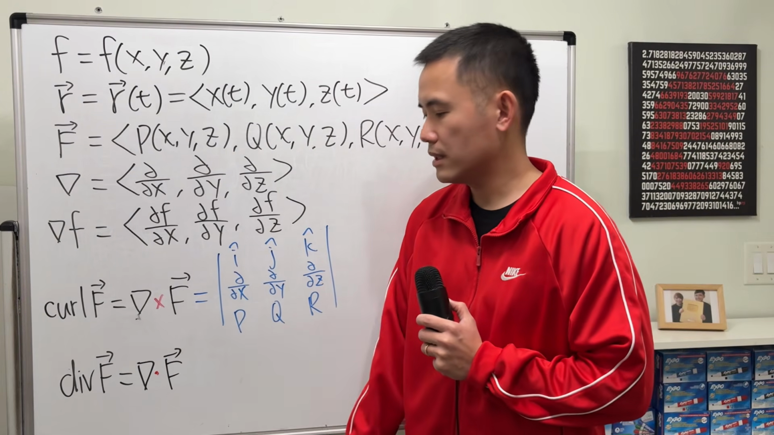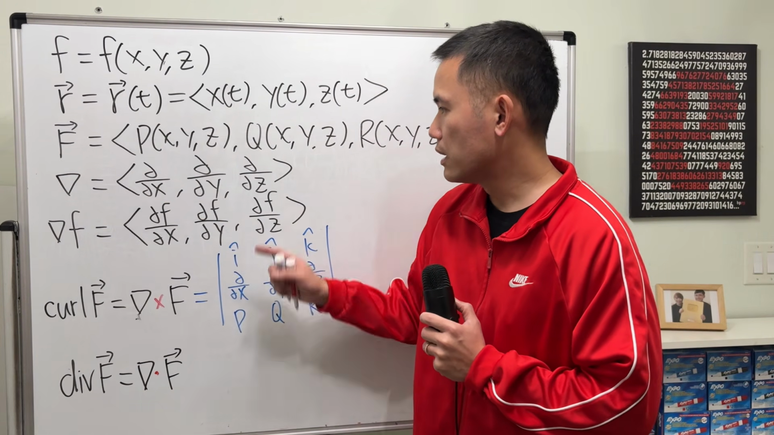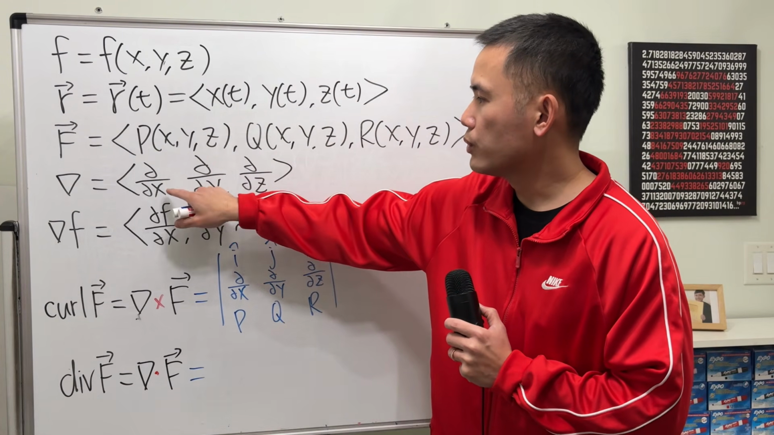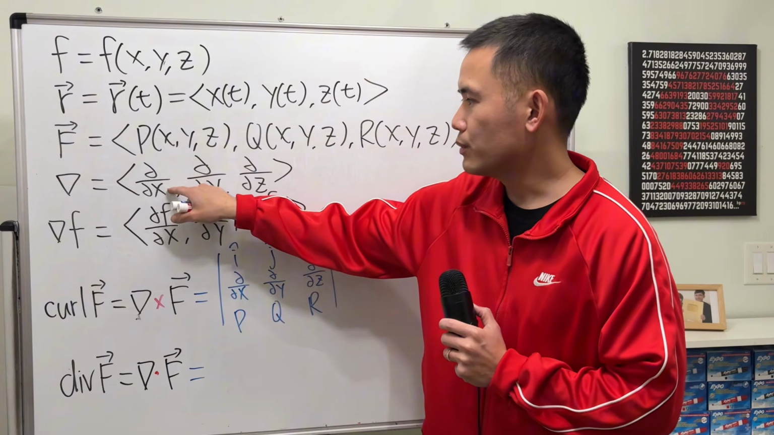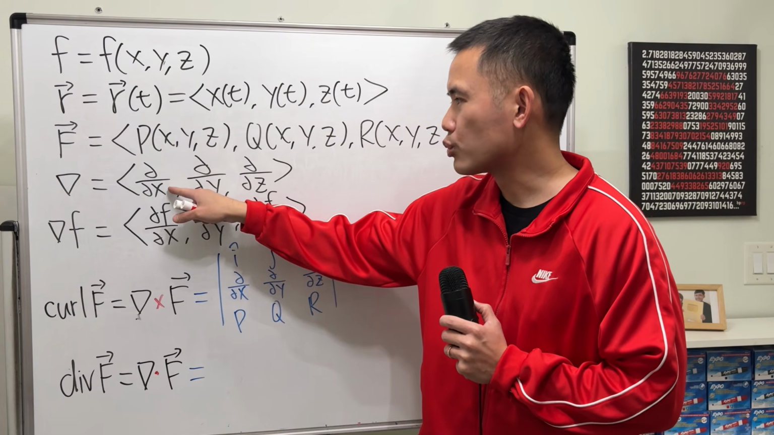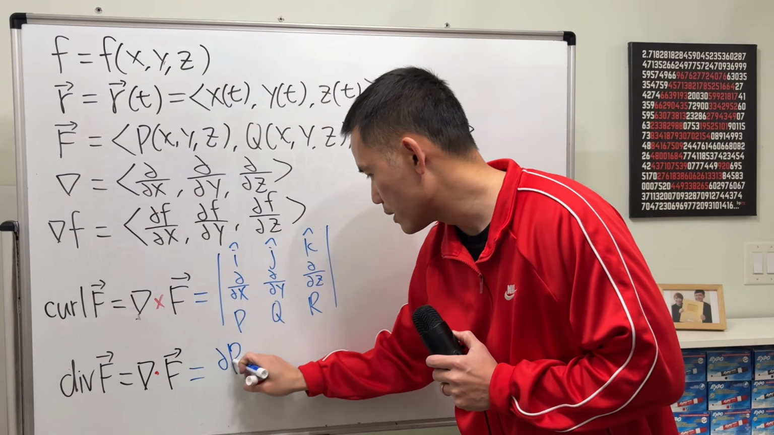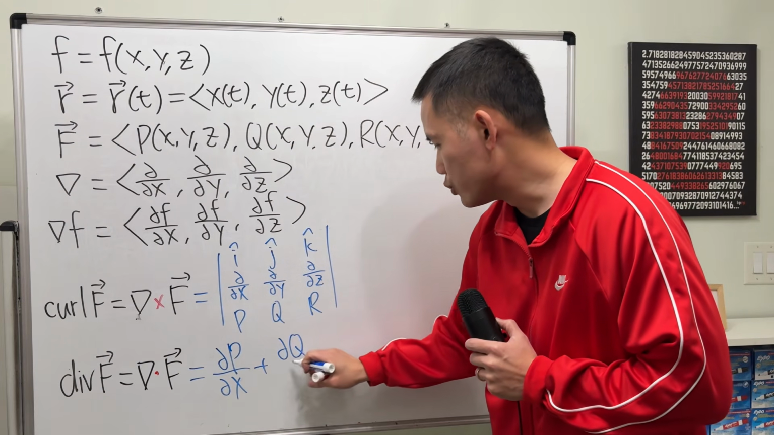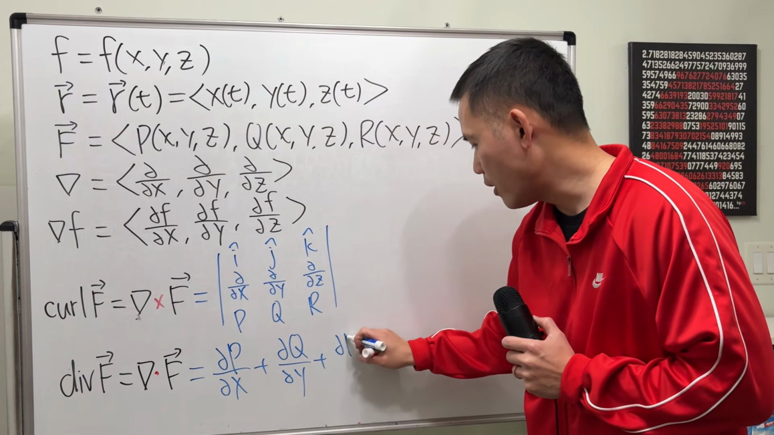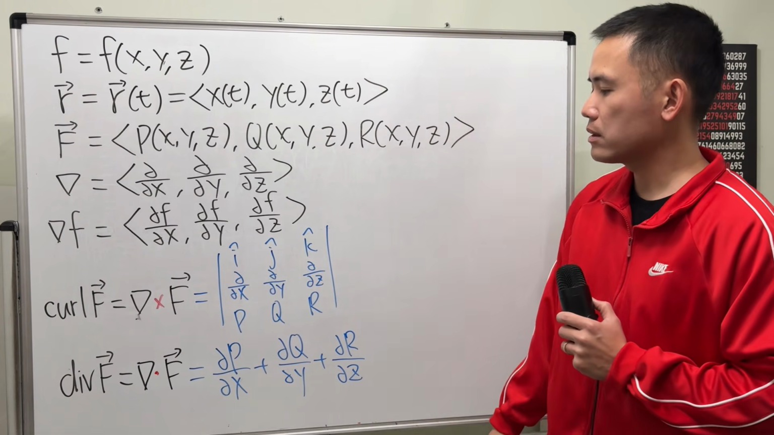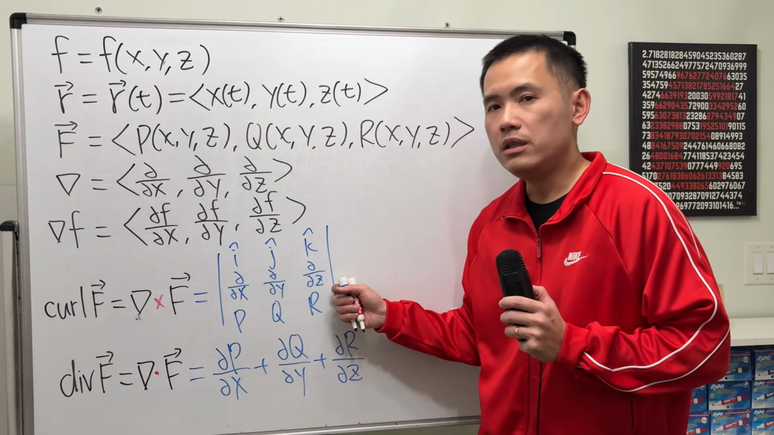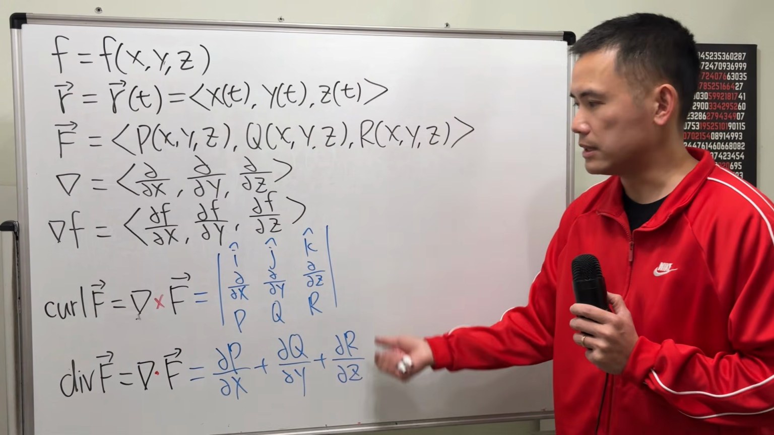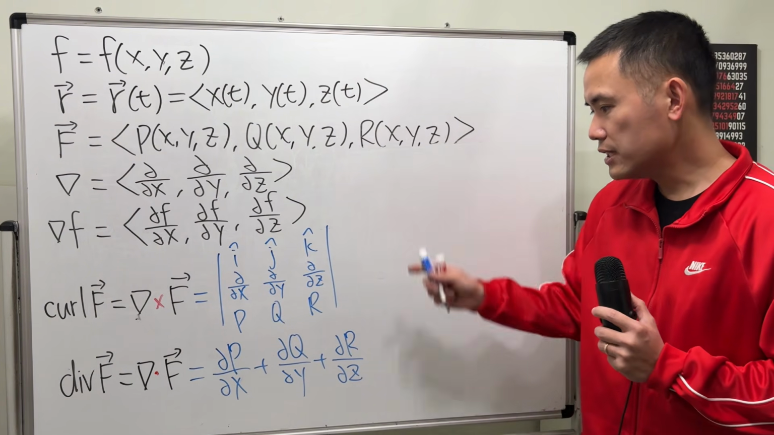And then for the dot product, it's this vector here dotting with this vector here. So when you do this dot, you just multiply, but really you are taking the partial derivative of P with respect to x. And then you add the partial of Q with respect to y, lastly the partial of R with respect to z. Now remember, the result of a cross product is a vector, but the result of a dot product is an expression. Keep that in mind. So this is pretty much it.